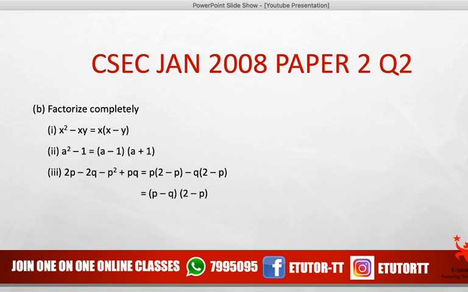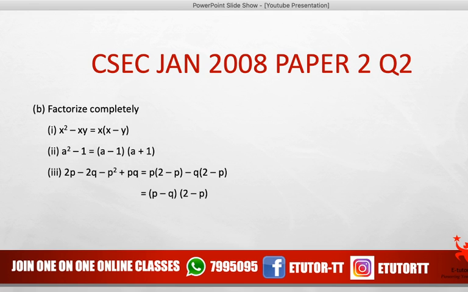Factorize completely. x squared minus xy equals x times x minus y. How did we get that? Because x times x gives you x squared. And now how do we get a negative xy? x times negative y gives you negative xy.